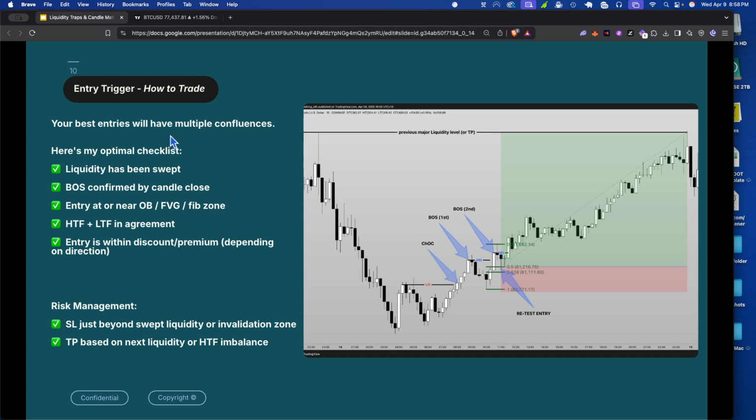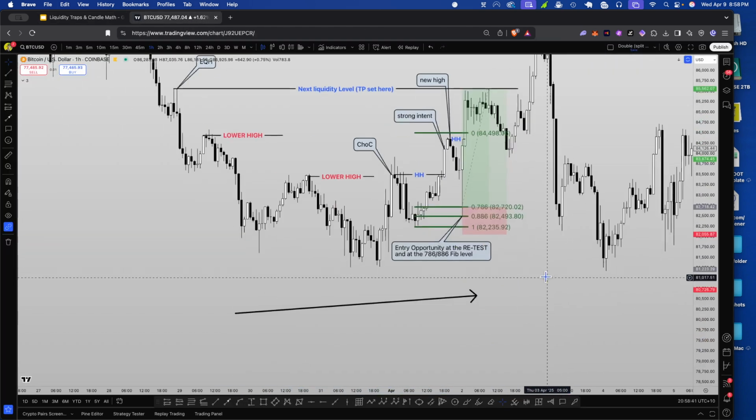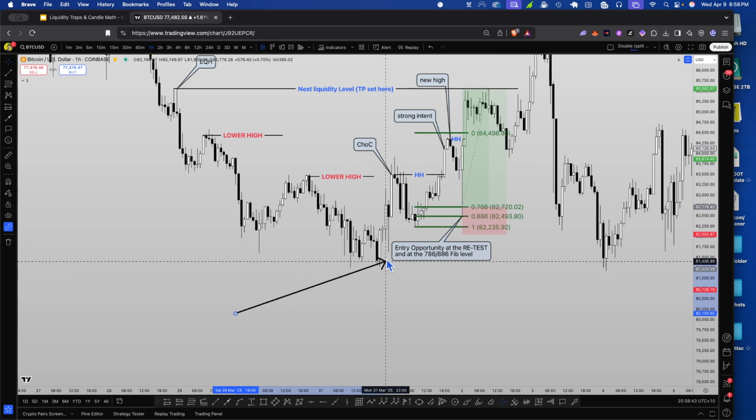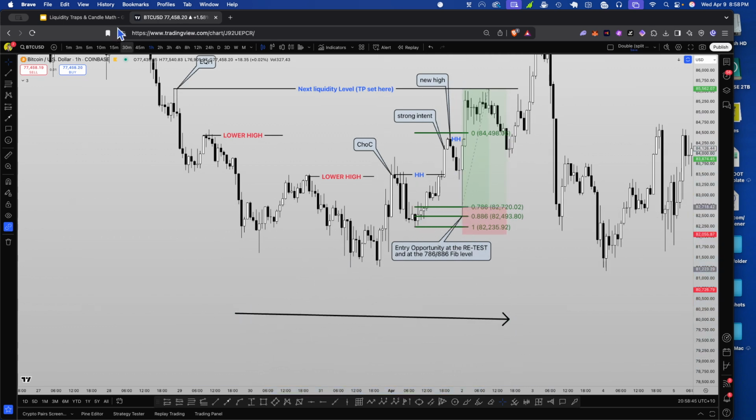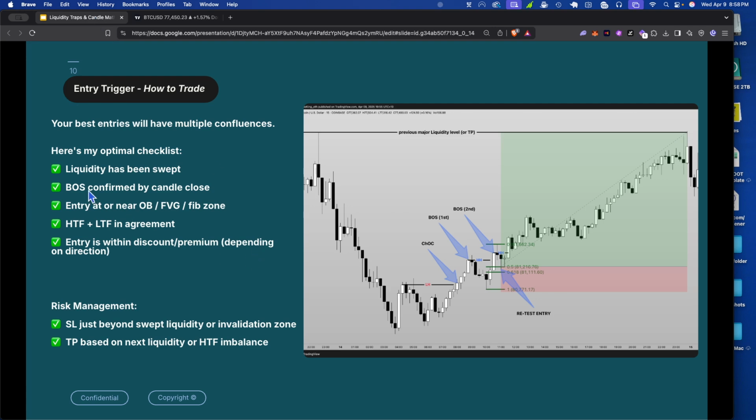Okay, so how do we trade? Here's my personal optimal checklist. You can tweak it, you can do whatever you want with it. This is how I trade. So I want to see the liquidity has been swept. We just covered that, right? We just swept liquidity. This was liquidity. We swept the liquidity. I want to see that the BOS is confirmed by a candle close.